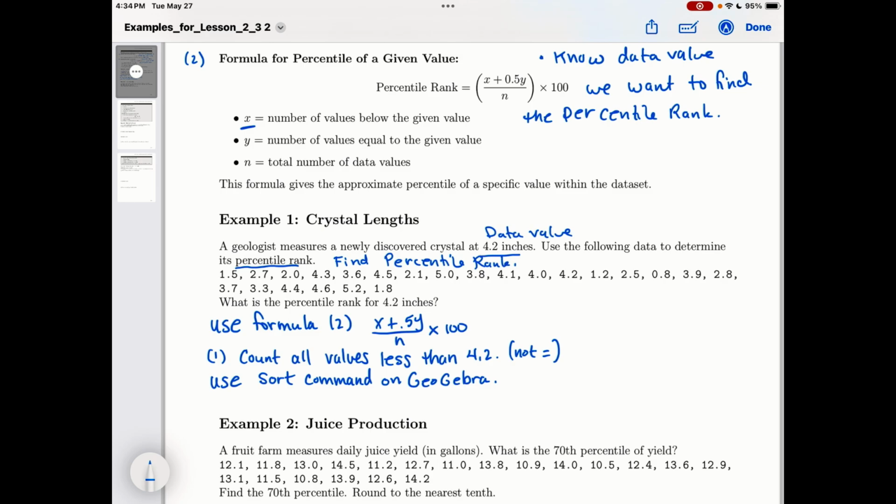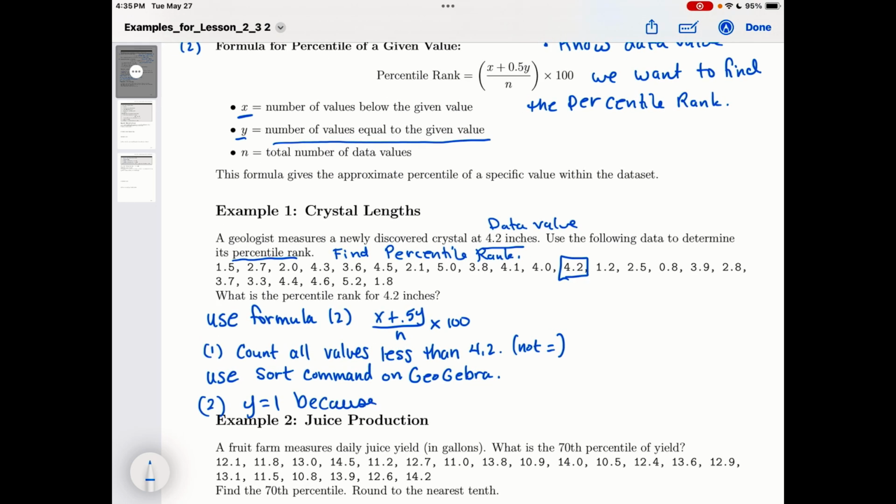Then our y value is going to be any repeats. If I see 4.2 three times in the data set, then y is going to be 3. So y is the number of values equal to the given value. How many values do we have of that data value? In this case, I only see one 4.2. So y is going to be 1 because there is only one 4.2 in the data set.